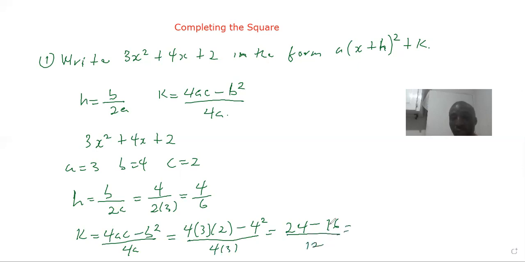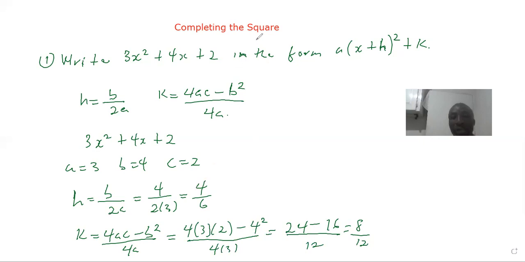Now I work this out. So you take your calculator and you work it out. I'm going to have 24 minus 16, which gives you 8 over 12. Now, my h gives me 4 over 6, and my k gives me 8 over 12.